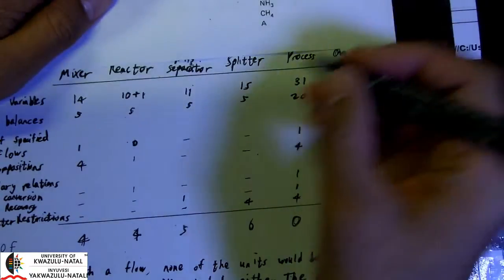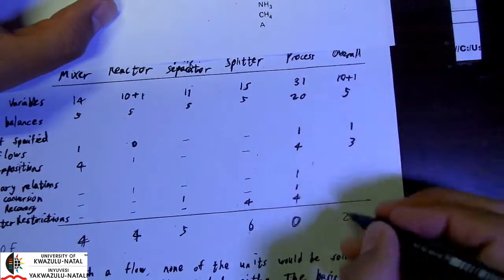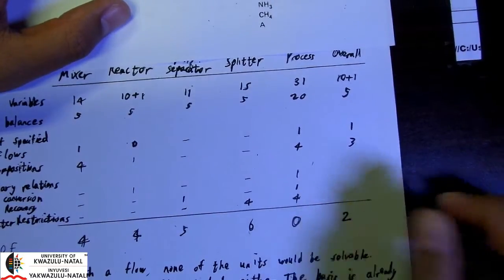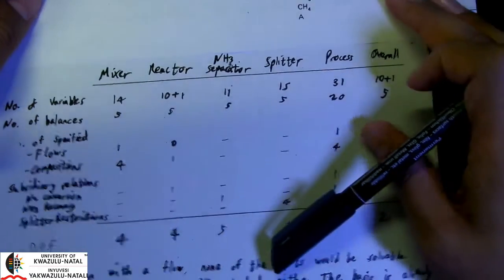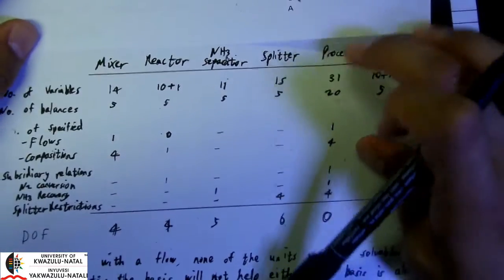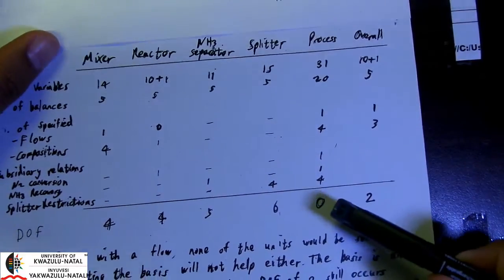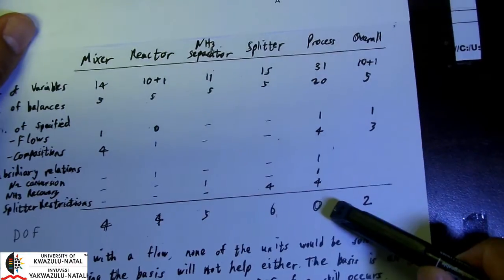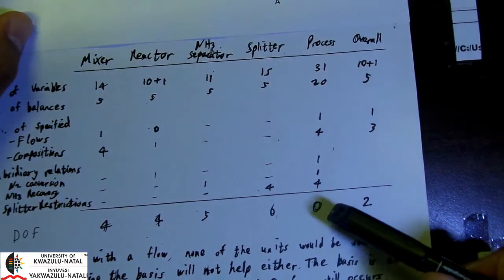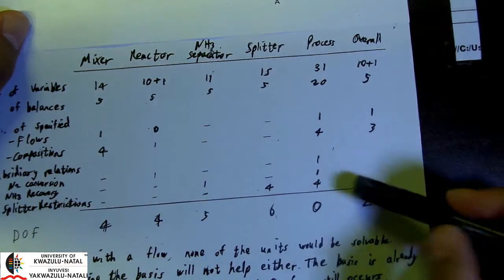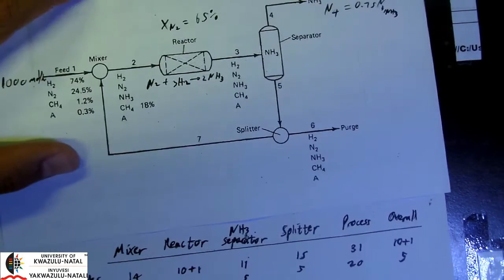If we look at our overall, we have 1 specified flow and 3 compositions, and that will bring our degree of freedom to 2. Now let's look at this table for a second here. Okay, so we have our process degree of freedom being 0, and this ultimately means that our process is definitely solvable. Okay, this is the defining criteria. We must have our process degree of freedom to be 0 for the entire process to be solvable.